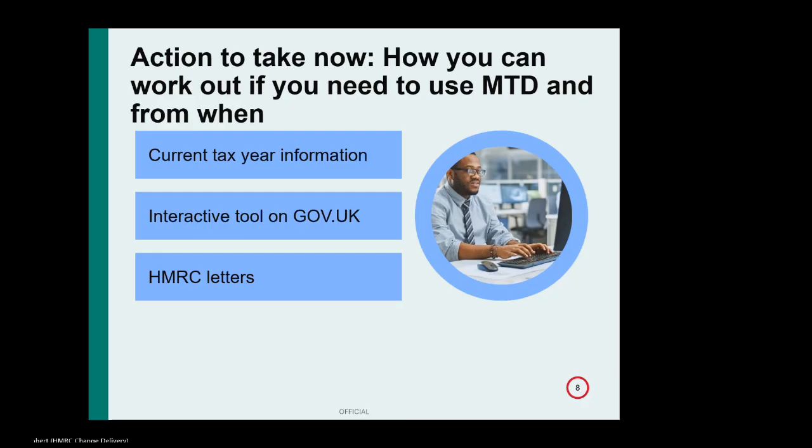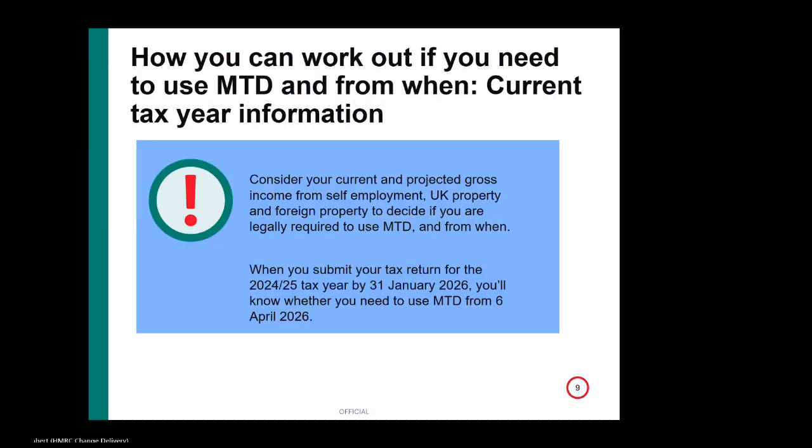So there's a number of ways you can work out if you need to use MTD and from when. So this is from your current tax year information. There's also an interactive tool on gov.uk to help, and also you'll receive information from ourselves, HMRC letters that will be sent to individuals.